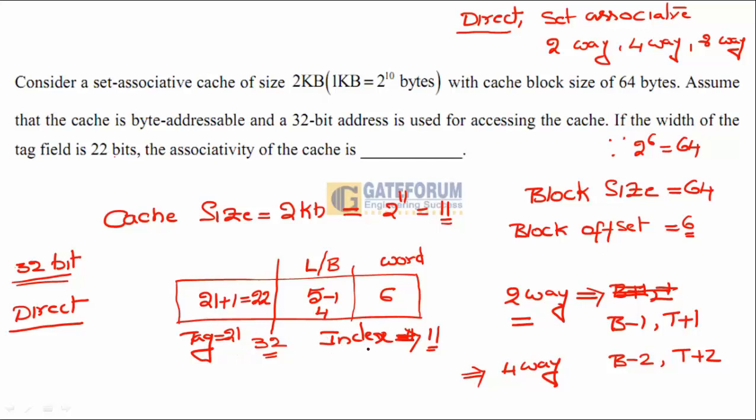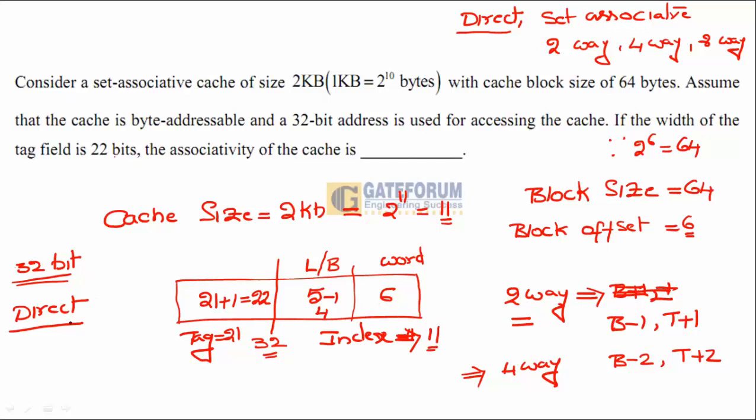After which the index will be further subdivided into word field and line field or block field. Both are one and the same. What is the word field? Word field is the block offset, the number of bits that are required to represent the block. As the block size is equal to 64, we require 6 digits for the word field. And the remaining 5 bits will be for the number of blocks, the block field. So after the initial division as in the direct mapping, we have 21 bits for the tag, 5 bits for the block, and 6 bits for the word field. This is the direct mapping.